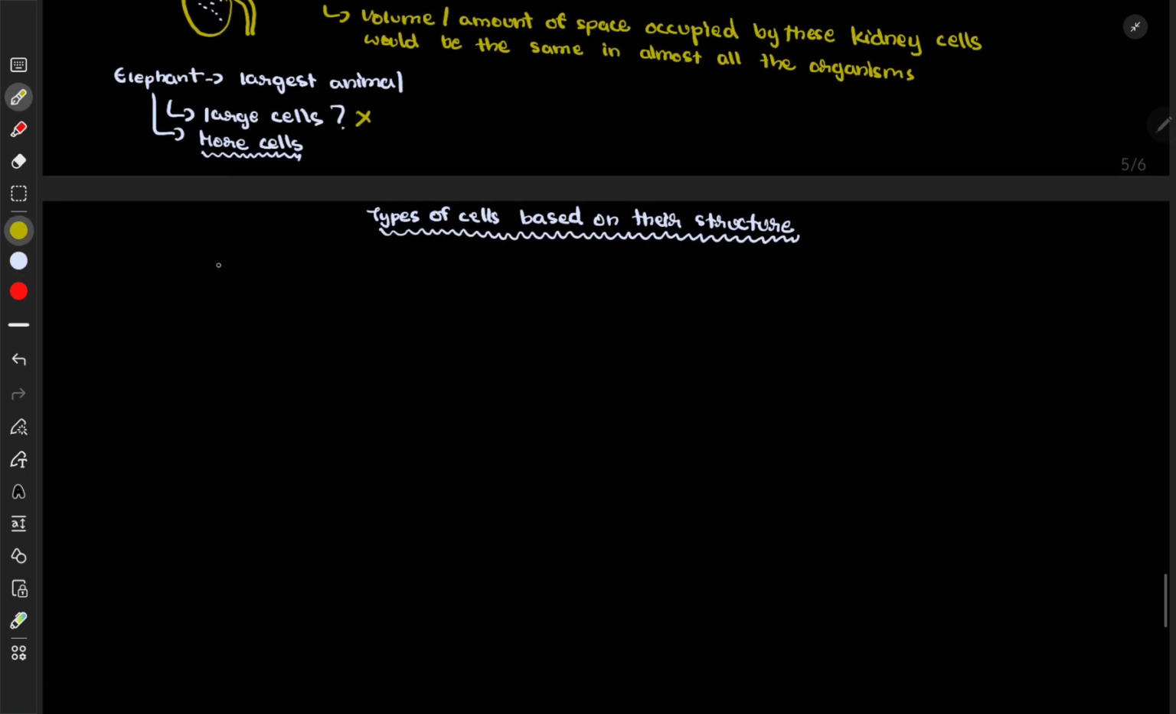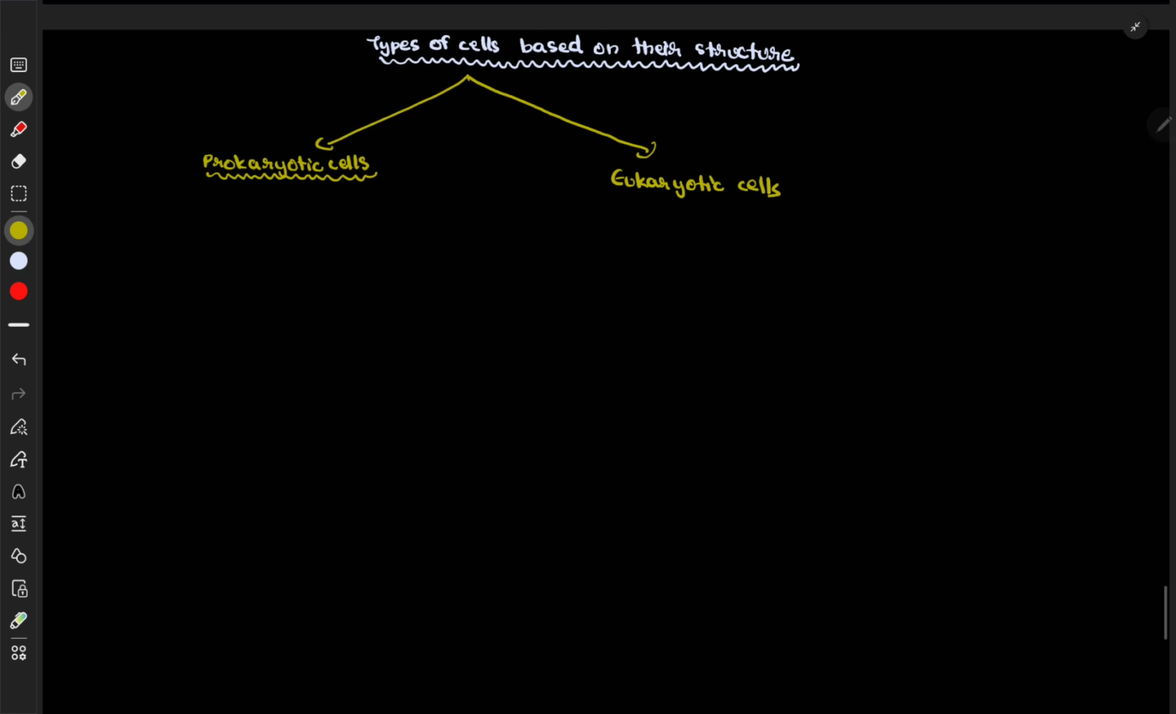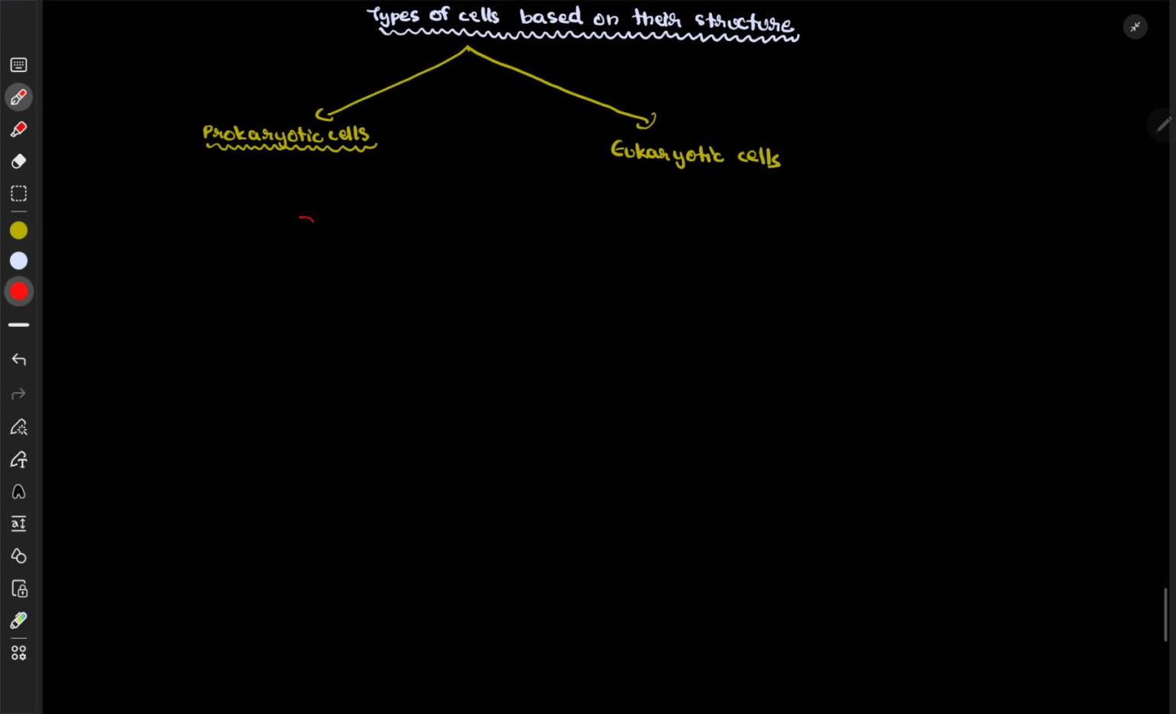Now, based on this, there are two types of cells. One is prokaryotic cells, and the other one is eukaryotic cells. Now, let's say you look at this prokaryotic cell. Now I'll just draw a simple diagram of the prokaryotic cell.